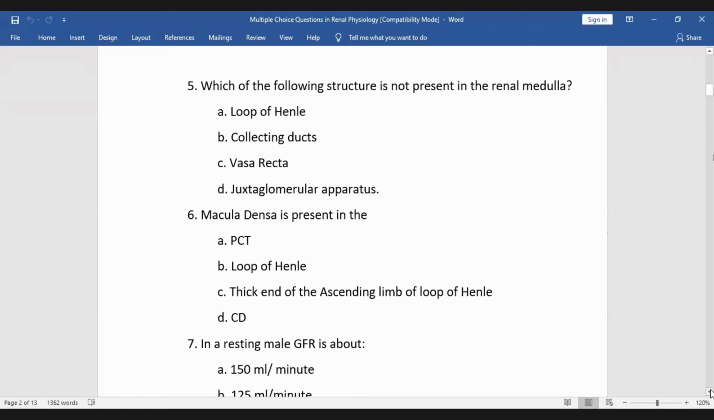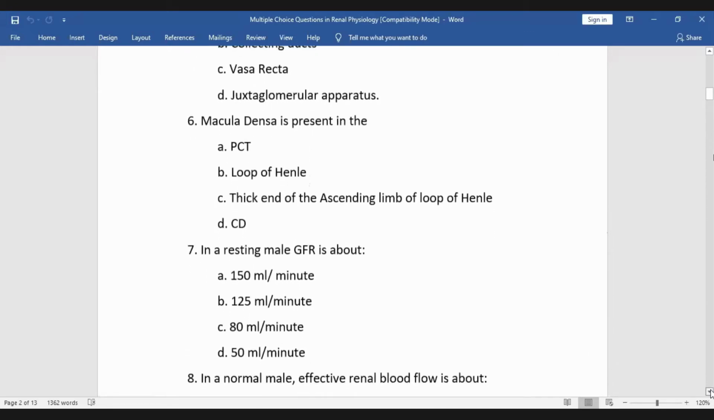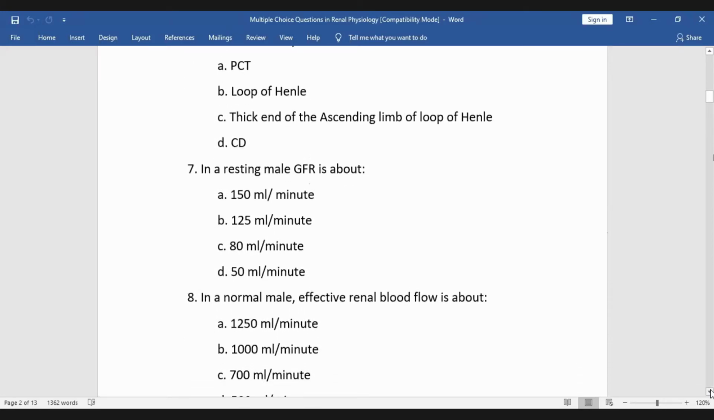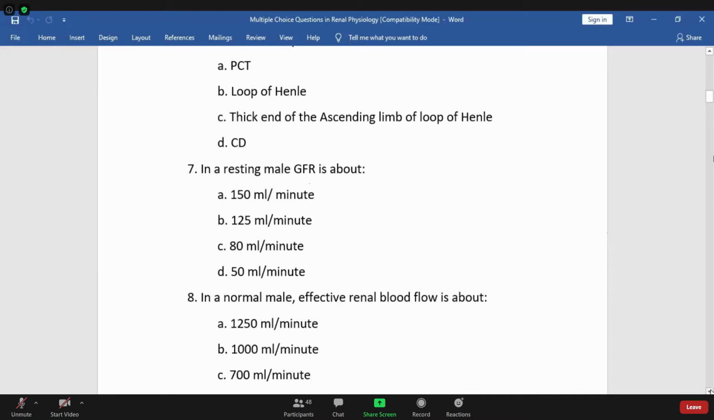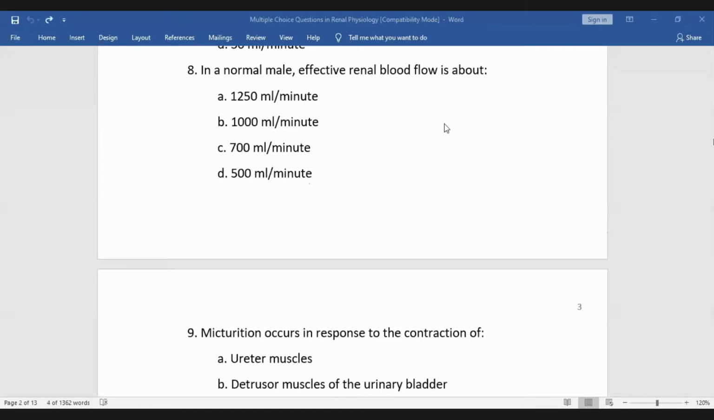Then coming to the resting male, GFR is about 150, 125, 80, or 50 milliliter per minute. Which one is the correct answer here? B, 125. B is the correct answer. Yes, you are right. In a normal male, what is the effective renal blood flow?